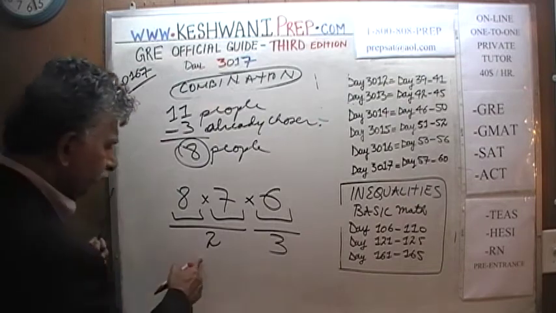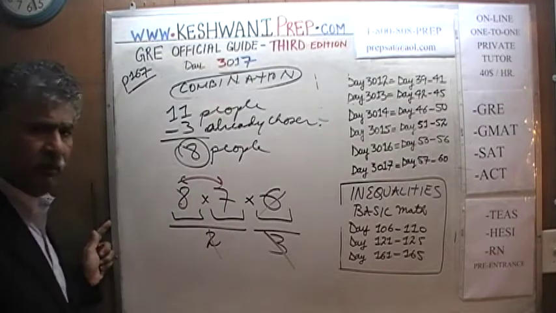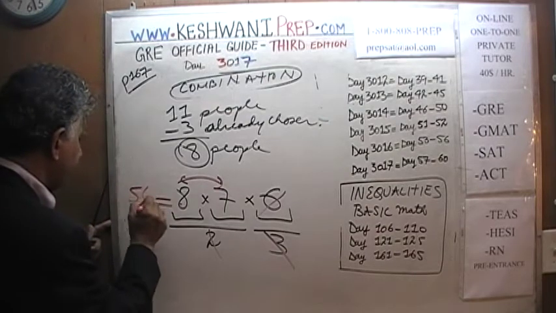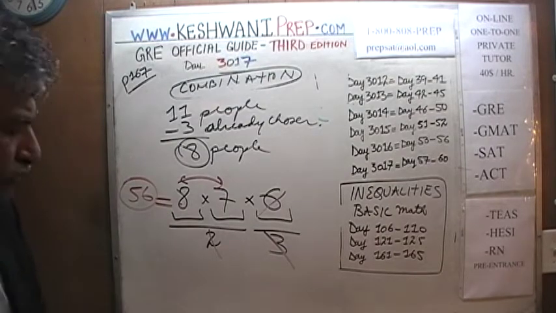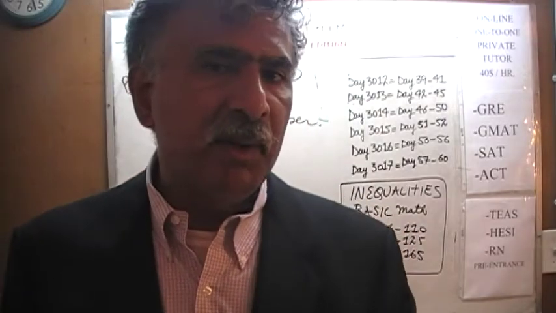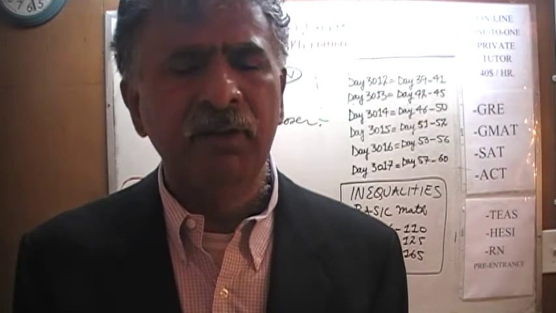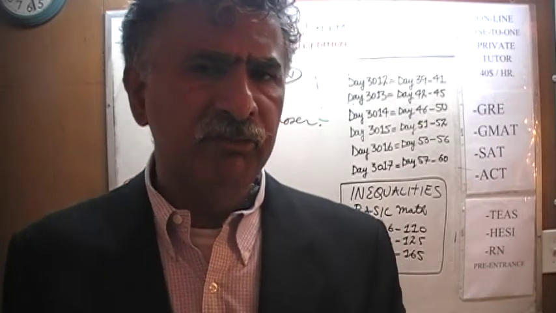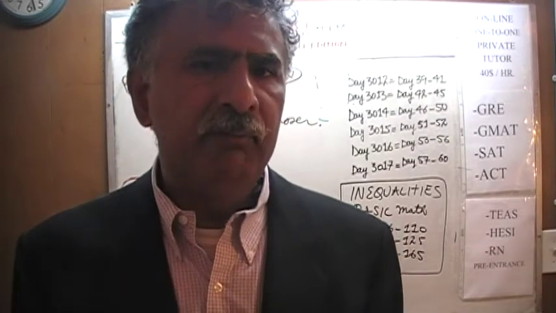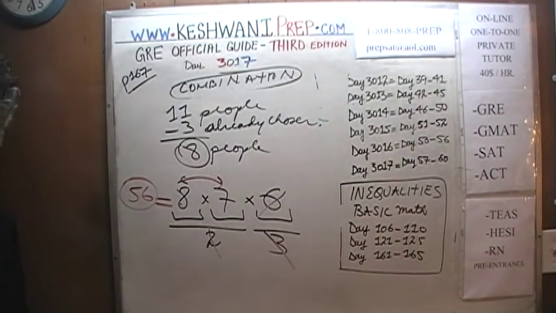2 times 3 is 6, so they're going to go away, and the answer simply is 8 times 7. 7 eights are 56. There you go. There are 56 ways of choosing three people out of a total of eight. The earlier part that there were 11 people and he has chosen three, they're just being cute. It doesn't matter. It's irrelevant. What is of relevance to us is the fact that there were eight people left over and we had to choose three out of those eight people. And it turns out there are 56 ways of doing so.